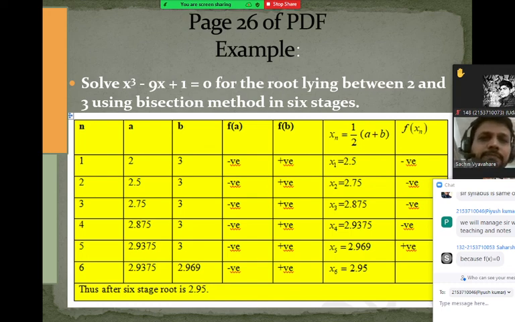Here in the question, the 6 stages is written. Sir, 6 stages means six iterations. Yes. Sir, this is not the actual root? This is not actual. It is near to the actual root. Probably the actual root may be 2.98. But it is approximate to that. It is closer to that, obviously.